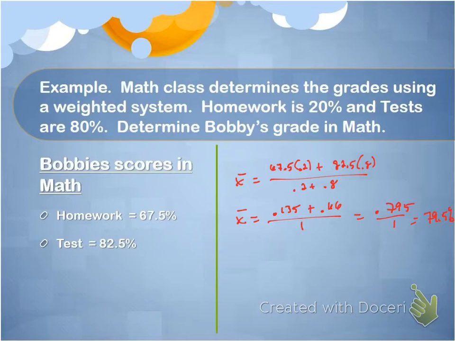Okay? So that's, if you know the weight for each data entry, then you use each data entry times its weight and then divide it by the total amount of the weights, right? And there you go.